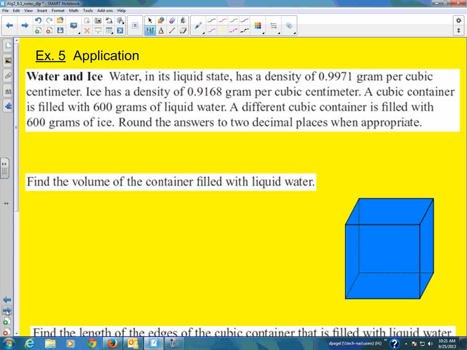So I've got water in its liquid state has a density of 0.9971 grams per cubic centimeter. Ice has a density of 0.9168 grams per cubic centimeter. A cubic container is filled with 600 grams of water, liquid, and another one is filled with 600 grams of ice, solid. Round the answers to 2 decimal places when appropriate.